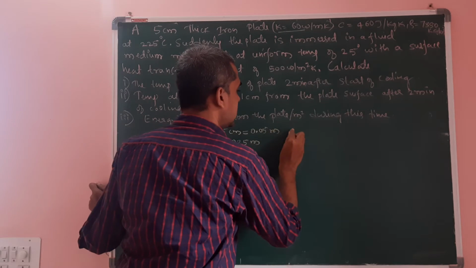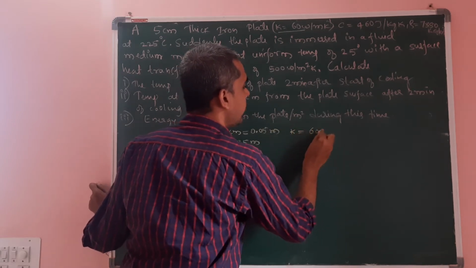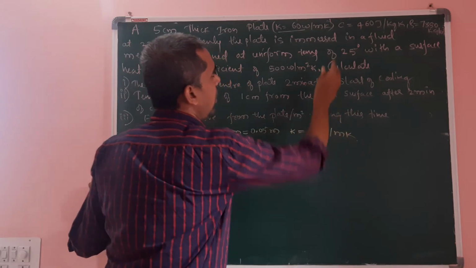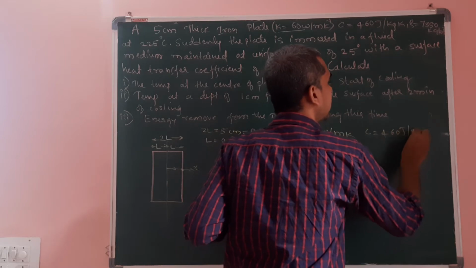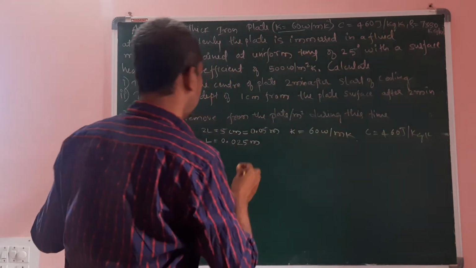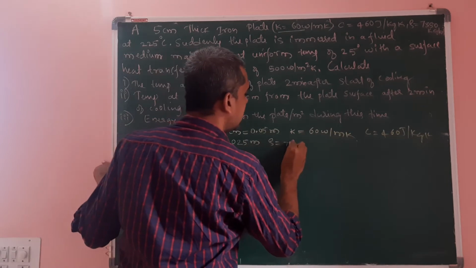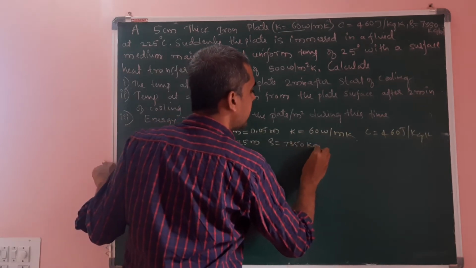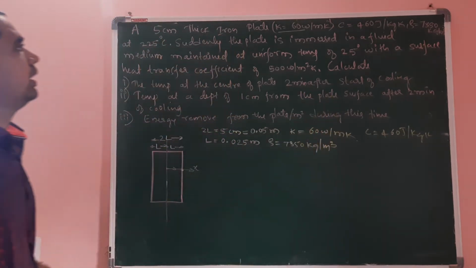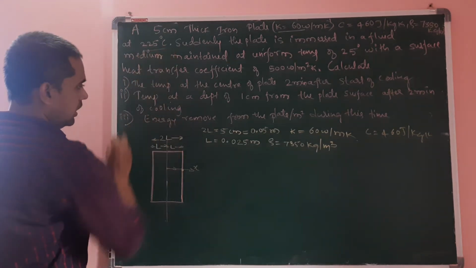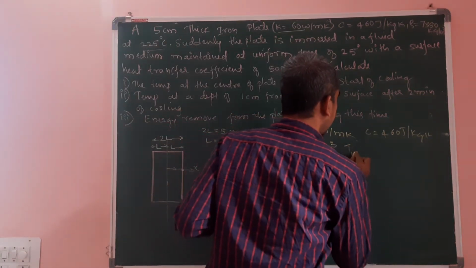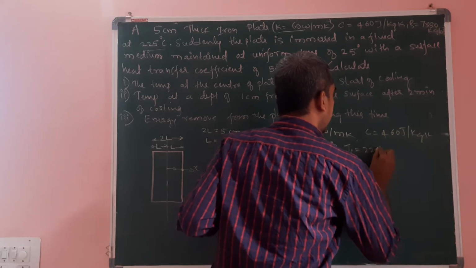Thermal conductivity K of that material is 60 watt per meter Kelvin. Specific heat C is equal to 460 joule per kg Kelvin, and density rho is equal to 7350 kg per meter cube. This plate is initially at a temperature of 225 degrees Celsius, so the initial temperature of the plate Ti is equal to 225 degrees Celsius.